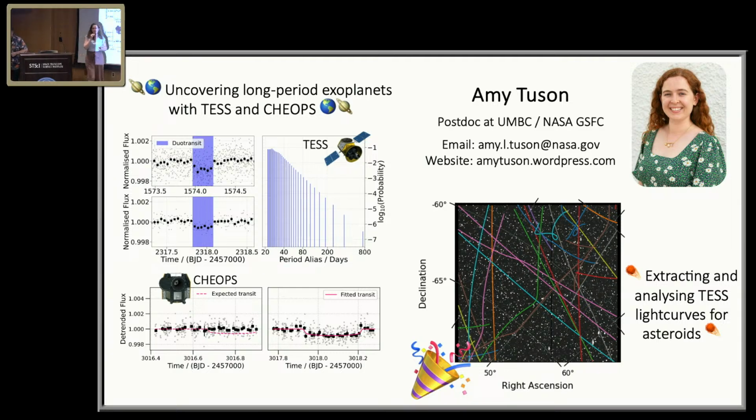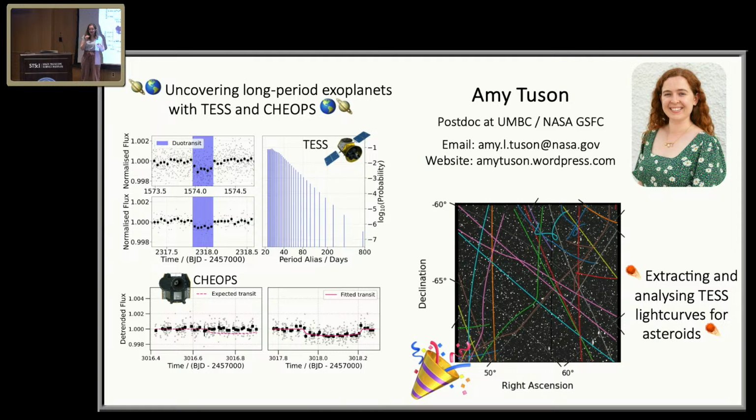So hi everyone, my name is Amy Tucson and I'm a new postdoc at NASA Goddard. I just finished up my PhD at the University of Cambridge, and that is the left-hand side here. During my PhD, I was working on uncovering long-period transiting exoplanets with TESS and CHEOPS.